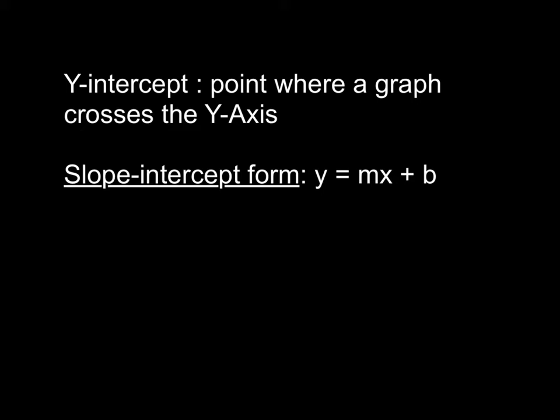And each one of these has a meaning. The y and the x are simply the variables from our coordinate grid, from our y-axis and our x-axis. The m stands for slope, and the b stands for the y-intercept. Now let's look at some examples that will help us see how this is used.